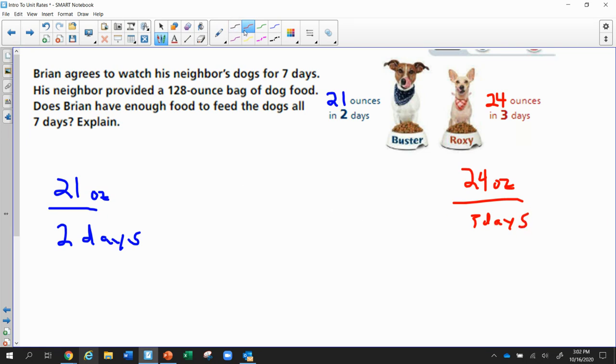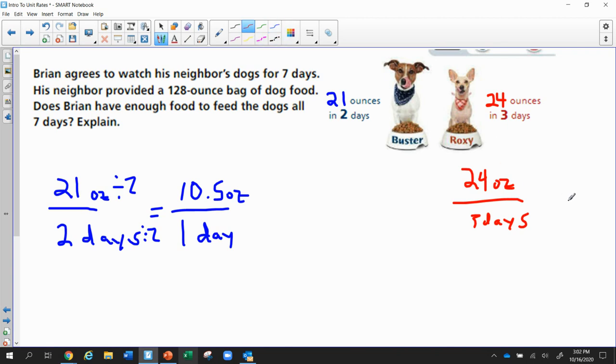Now we have to find out how much each dog eats in 1 day. So I want the equivalent ratio to be the unit rate per 1 day. And so I have to divide by 2 and 2. So 2 divided by 2 is that 1 day. 21 divided by 2, well, it's not going to come out evenly, but we can still work with decimals. So that's going to be 10.5 ounces per day.